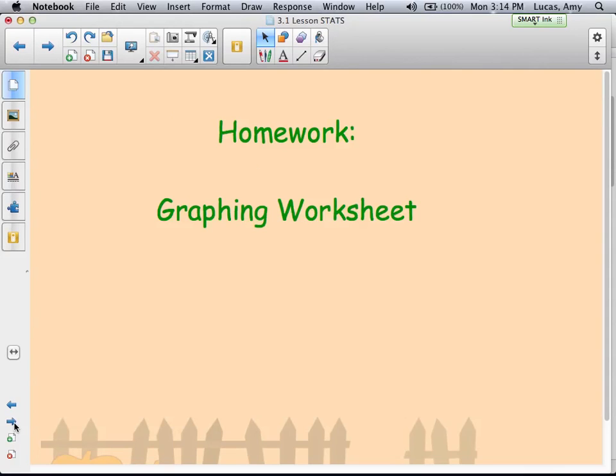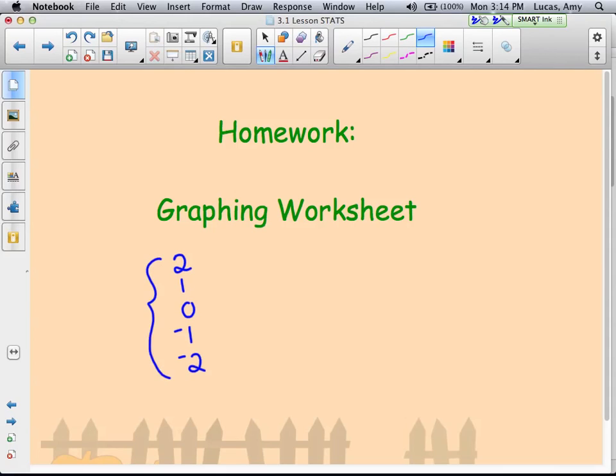And then your homework is a worksheet with 8 problems on it. And when you work on that worksheet, I'm going to give you a couple of hints. So the regular numbers, 2, 1, 0, negative 1, and negative 2, those are going to work just great on number 1, number 2, number 4, number 5, number 6. Those are going to work great, okay?